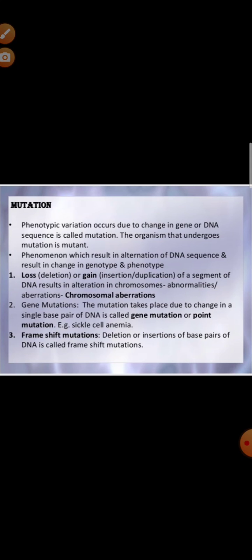And what is point mutation? When mutation takes place due to single base pair change in DNA sequence, it is known as point mutation. Okay, so you have known here about what is mutation, what is mutant, what is mutagen, what is muton, what is point mutation. And when the mutation takes place due to change in a single base pair of DNA, that is known as gene mutation, or what I said as point mutation. Both are same. Example, sickle cell anemia.